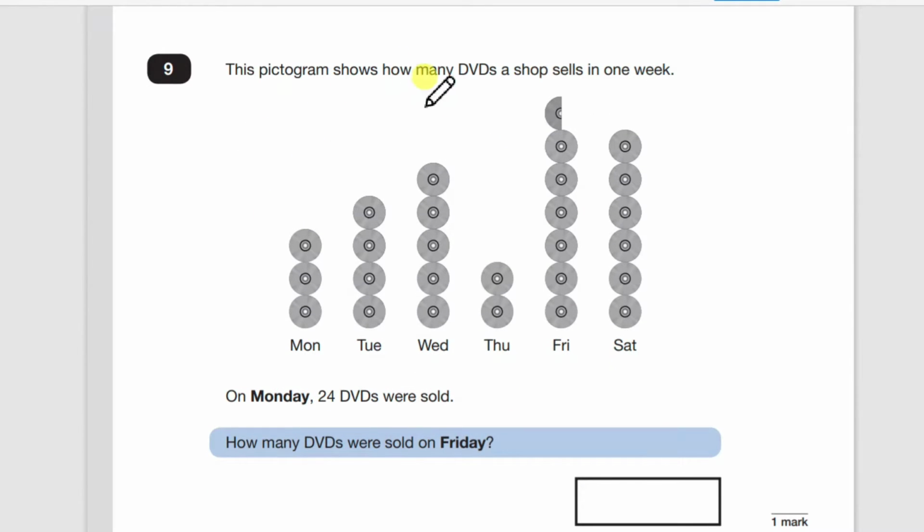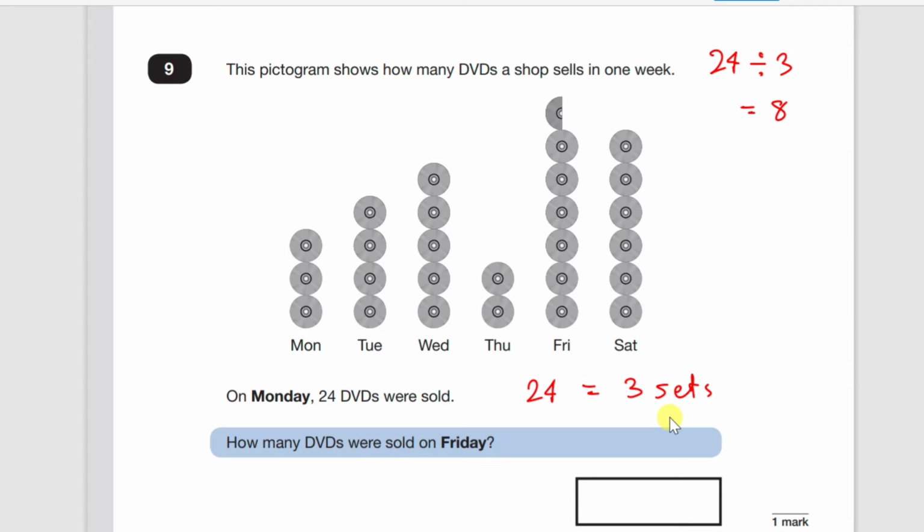Now this pictogram shows how many DVDs a shop sells in 1 week. Okay, so be careful guys. Try not to think of these as free DVDs. That just means like free sets. On Monday, 24 DVDs were sold. So if these 3 equal 24, so 24 DVDs equal 3 sets. How much does 1 set equal? Well, we can do 24 divided by 3. And if you do that, you should get an answer of 8. So that means each disc or set is worth 8. That means this half disc up here must be worth 4 because that's half of 8.